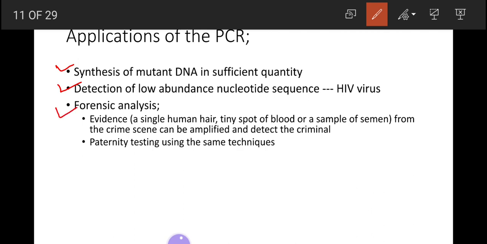The next application is the forensic analysis. PCR is used in the forensic analysis. We have discussed the forensic application of biotechnology in our previous lecture also. In the forensic analysis, if we get evidence, a single human hair, a tiny blood spot or a sample of semen from the crime scene, it can be amplified, right?